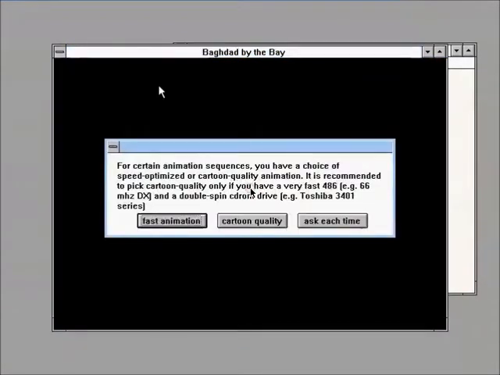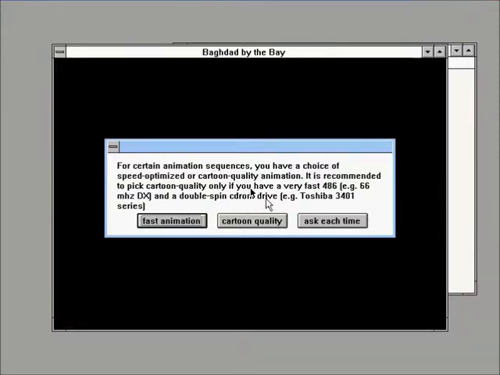Crazy cow! For certain animation sequences, you have a choice of speed optimized or cartoon quality animation. It is recommended to pick cartoon quality only if you have a very fast 486, for example, 66 MHz DX, and a double-spin CD-ROM drive, for example, Toshiba 341 series.